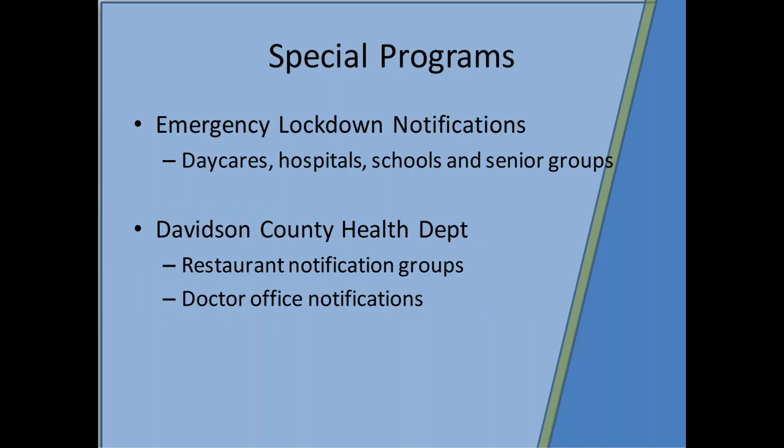So some of the special programs that we identified that we had not even thought about prior to starting the program. After we got access to Nixle and began working with the program, there were some areas that our community was deficient in and we didn't even realize it. The very first one was an emergency lockdown notification. In our community, it's common for a school to go on lockdown. It could be a domestic situation, it could be a disgruntled parent, it could be any number of things that kind of escalate into a lockdown for that school.